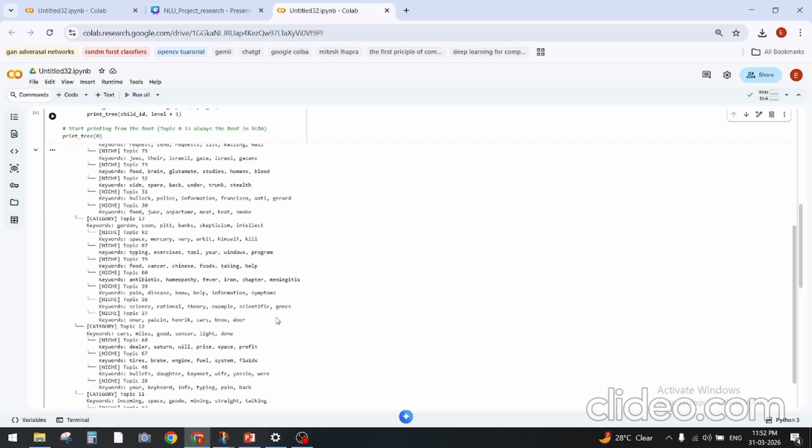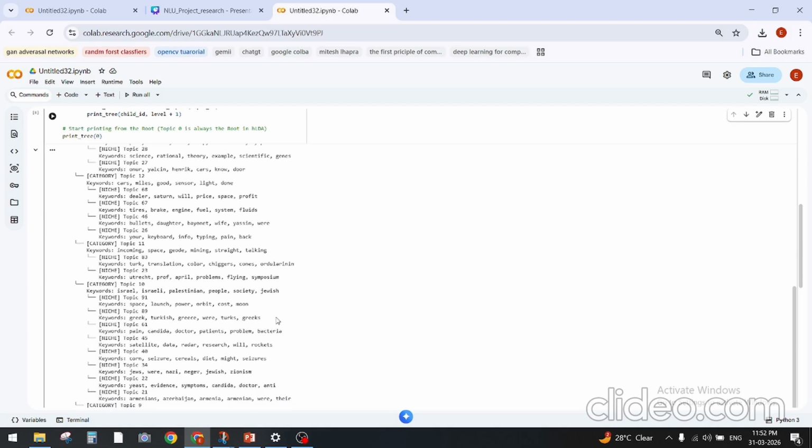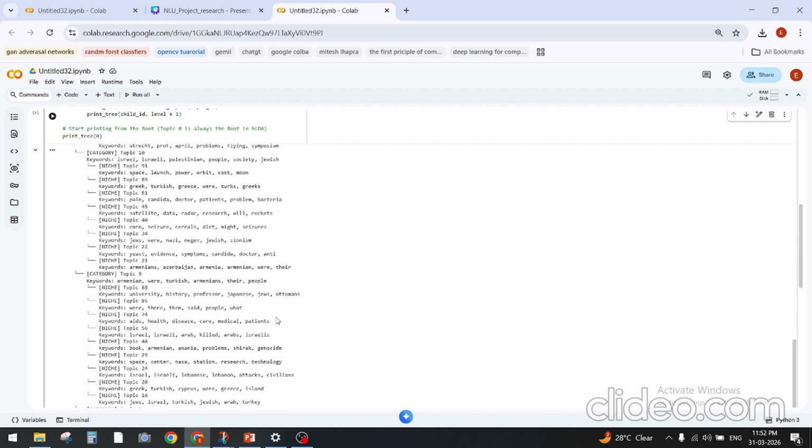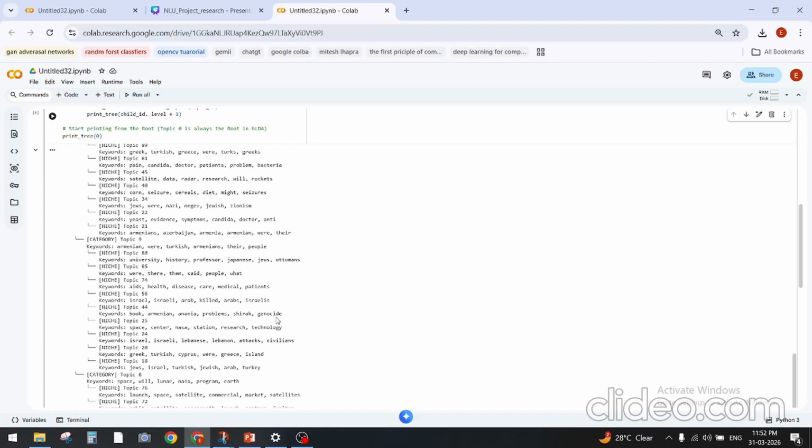Then after that we have topic 8. Topic 8 contains data like space, NASA, lunar. So this is all level 1 categories. In level 1, the tree branches out into 4 areas that we provided.